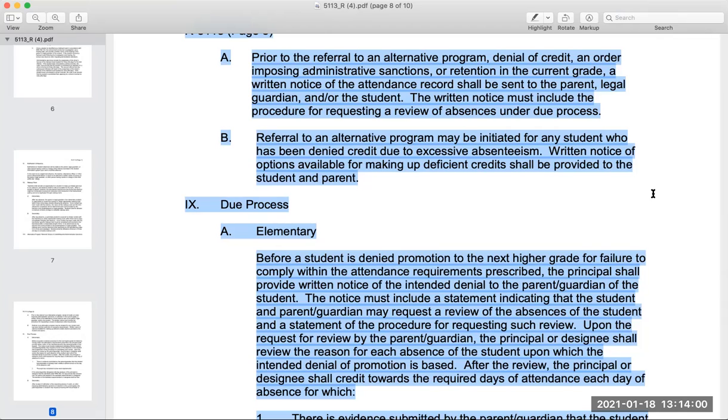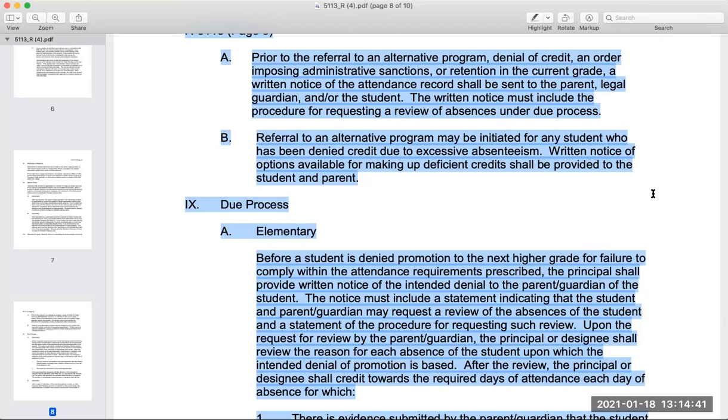B. Secondary. After receipt of notification of the impending denial of credit, an order imposing administrative sanctions, or retention in the current grade, the parent/guardian or student may request a hearing with the principal or designee if there is reason to believe an error in the attendance record or an extenuating circumstance exists. R 5113, page 9. Before a student is denied credit or issued an order imposing administrative sanctions for failure to comply with the attendance requirements prescribed, the principal or designee shall provide written notice of the intended denial to the parent/guardian of the student.